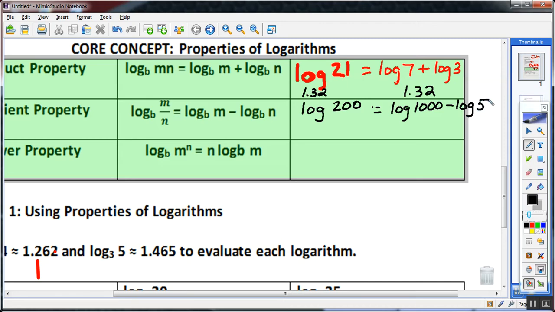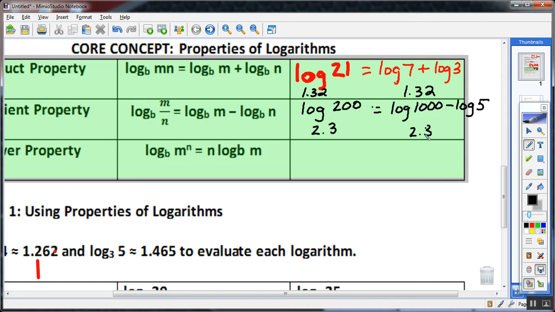Okay, agree with that? So think about it this way. Punch in log of 200 in your calculator. 2.3. Okay, what's the log of 100? Or I'm sorry, 1,000 in your calculator? So you've done this all again. Log of 1,000 minus log of 5 is 2.3 again.